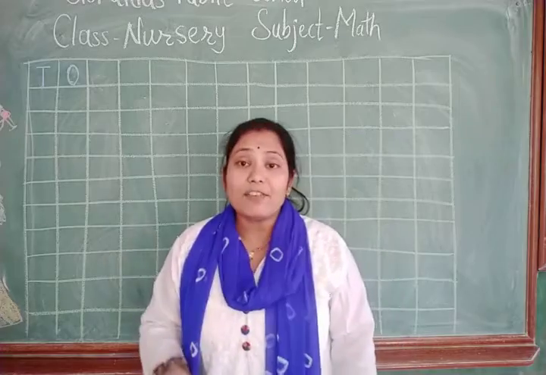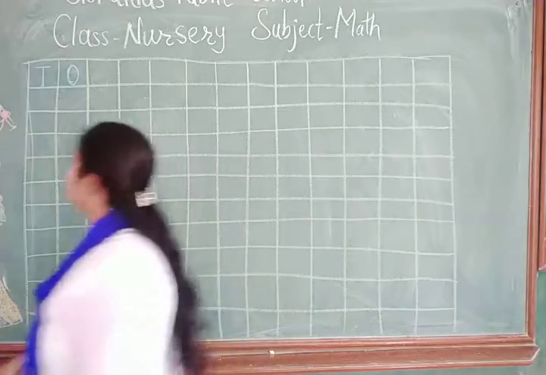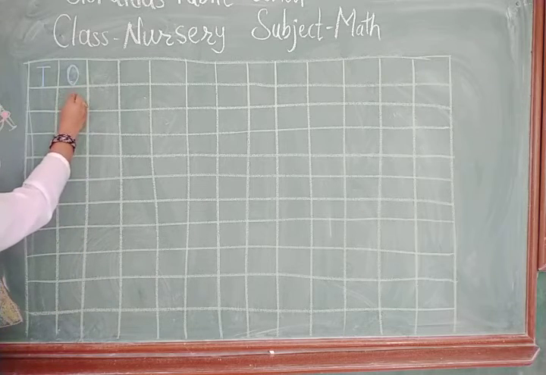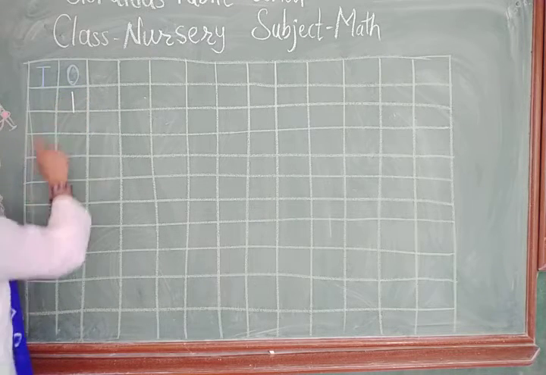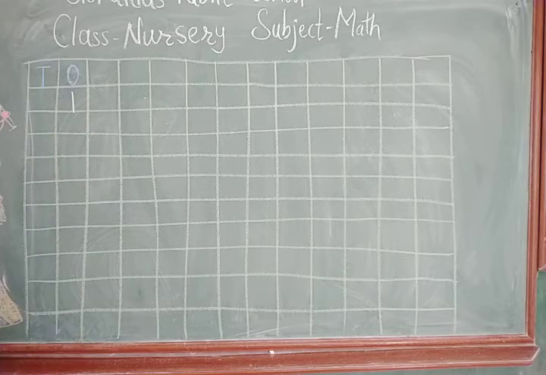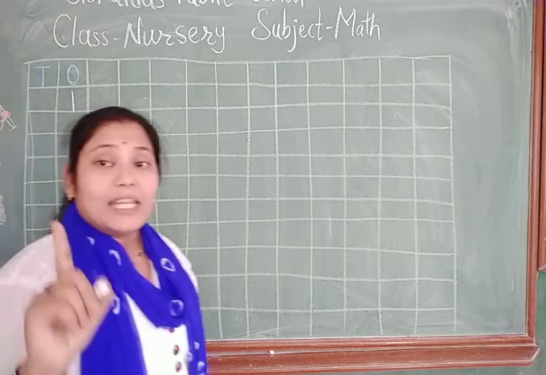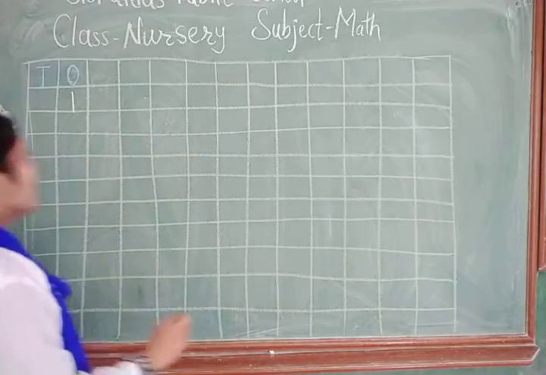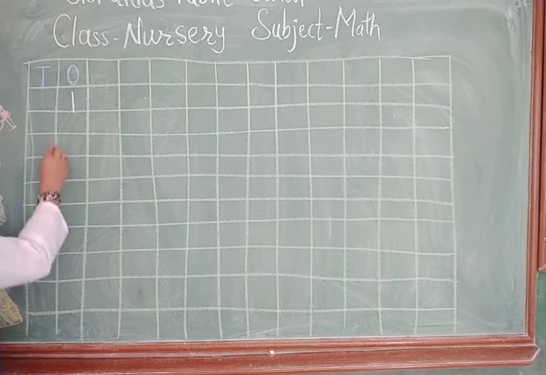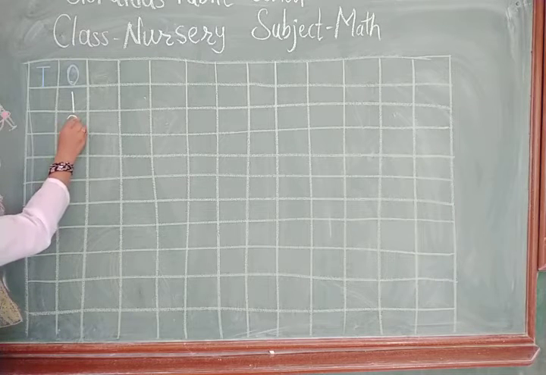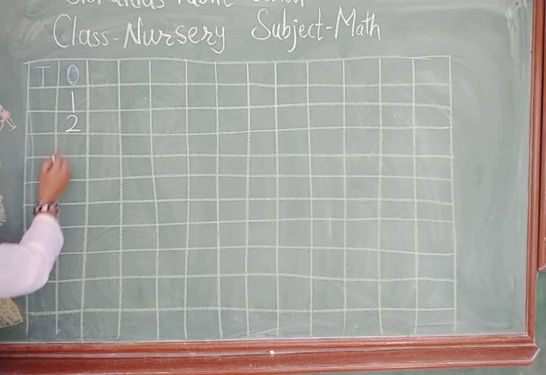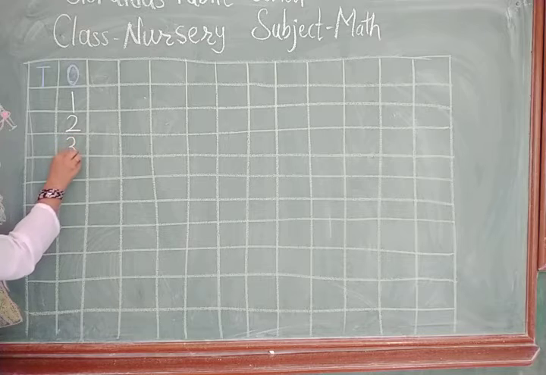So kids, write with me, okay? Our first number is number 1. Why are we writing number 1 in the 1's column? Because 1 is a single digit number, okay? Then after number 1, which number comes? Number 2.